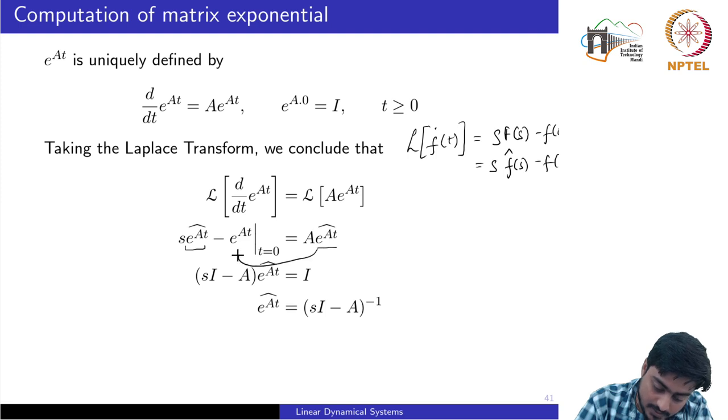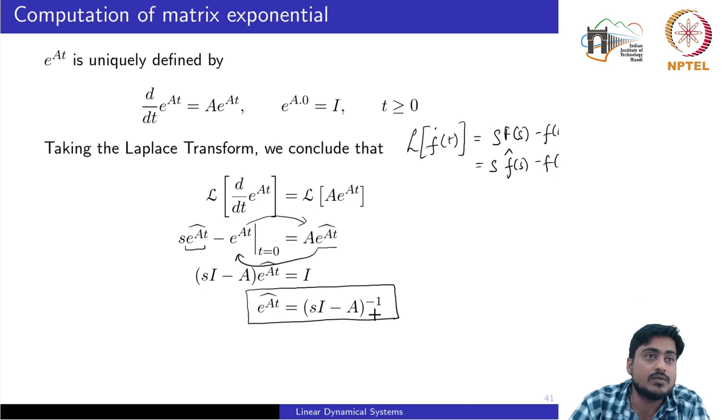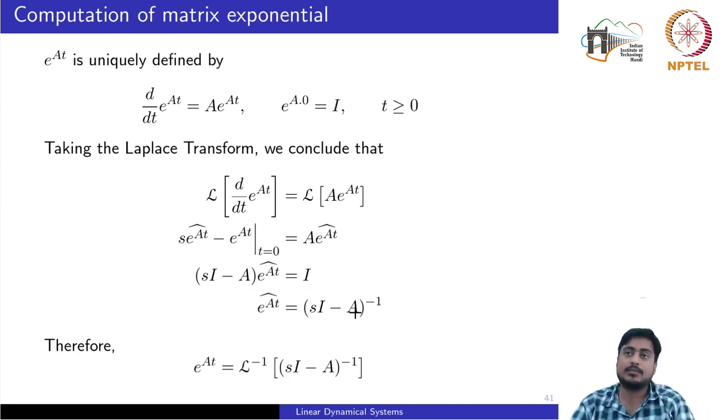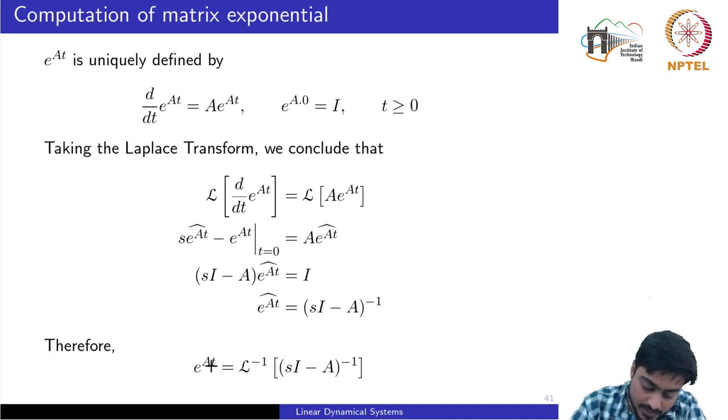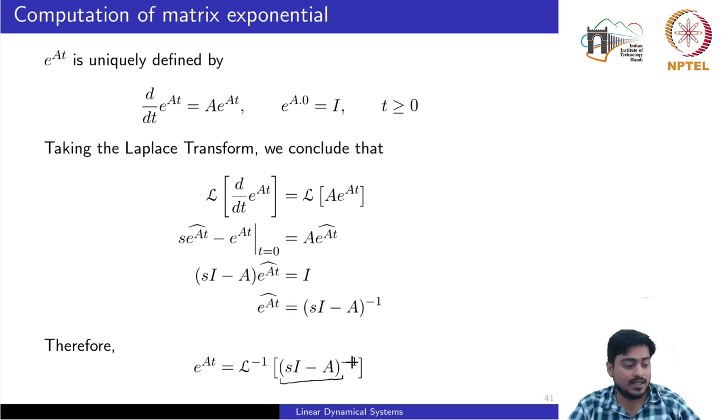Taking this part onto the left hand side and this one onto the right hand side, I can write this part (sI minus A) into the Laplace transform of e to the power At is equal to I. And finally, I can write the Laplace transform of the matrix exponential as (sI minus A) inverse. So simply by taking the inverse Laplace transform of this part, I can compute the time domain matrix exponential. Now there are some interesting properties of this (sI minus A), which reveals some internal structure of the state space system.